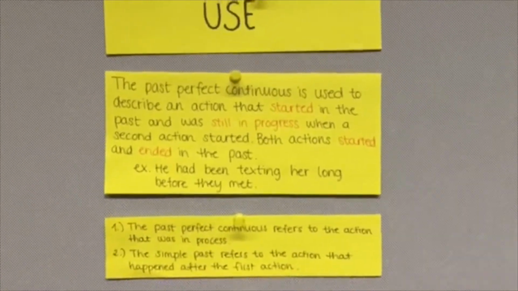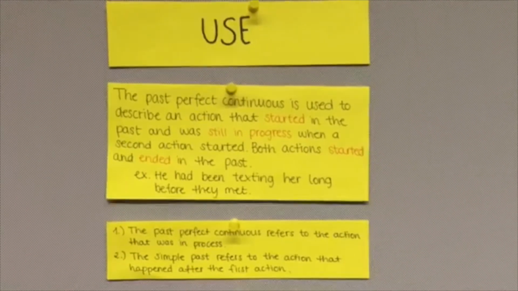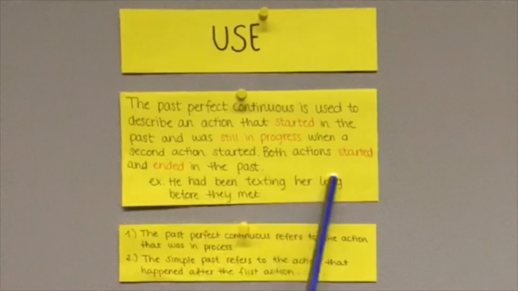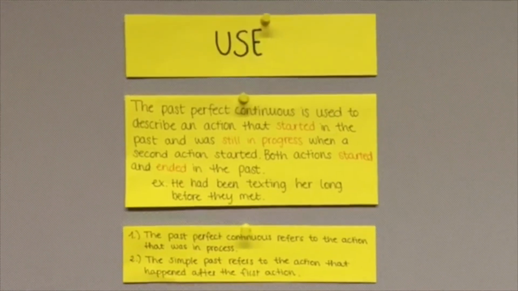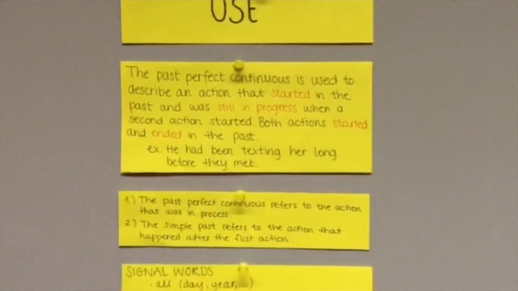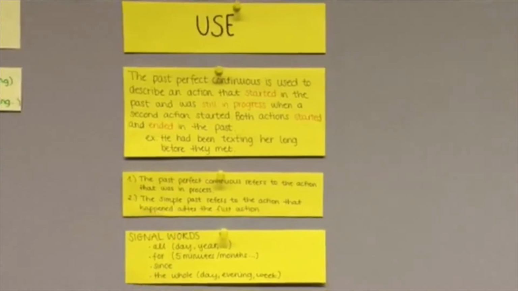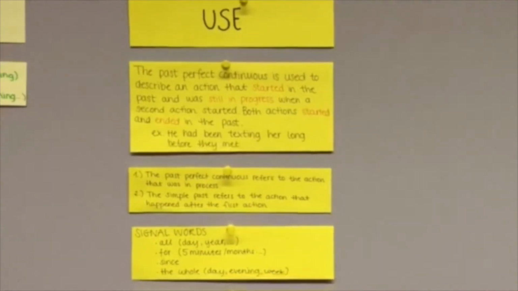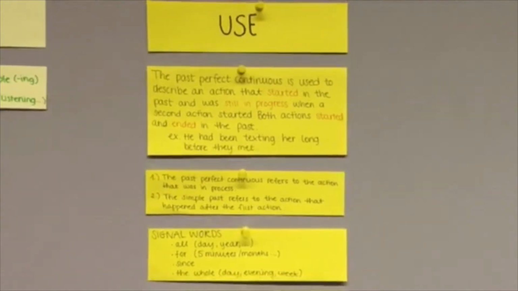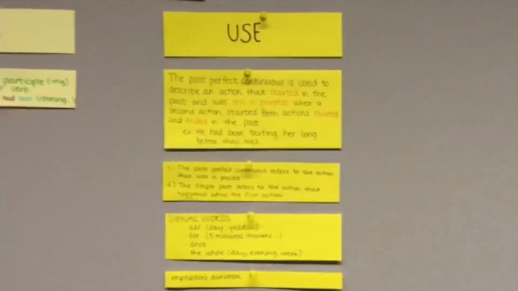Again, we have two parts of the sentence. First, we have the past perfect continuous that refers to the action that was in process. And then the simple past that refers to the action that happened after the first action. The signal words are "all," like all day, all year, for 5 minutes, for 4 months, since, the whole day, evening, week. And the past perfect continuous emphasizes the duration.